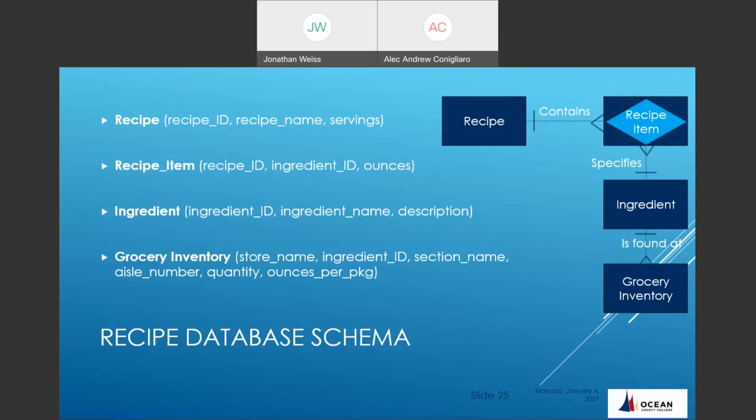All right. So in order to implement these relationships between these tables, we need to identify a foreign key primary key pair to implement those relationships. And now, what have we built here? We've built a relational database schema.